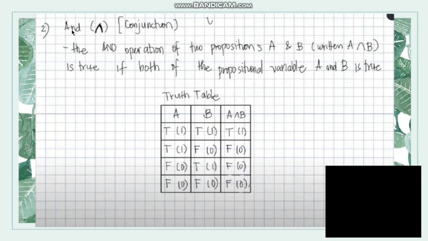So next is the conjunction, the AND operation of the two propositions A and B, written A ∧ B, which is true if both of the proposition variables A and B are true. So put true if A and B are the same. As we go to the truth table, if it is true, we'll put 2 squared, so the answer is 4, and then divided by 2, so we'll put in a truth table 2 true and 2 false. And that is in letter A.